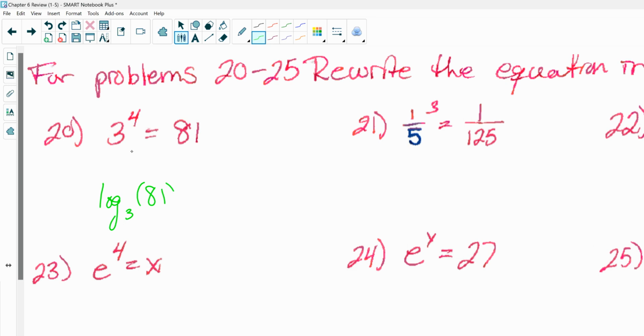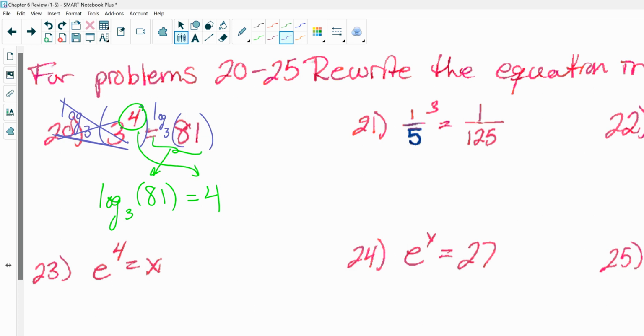Log base 3 of 81 is equal to 4. We're doing exactly what we just did, but in the reverse order. When we talked about inverses, we can apply log base 3 to both sides. Over here, we have log base 3 of 3 to the 4th. Log base 3 of 3 would simplify, leaving us with our 4. And the other side is just log base 3 of 81. The reason we chose 3 is that the base was 3.